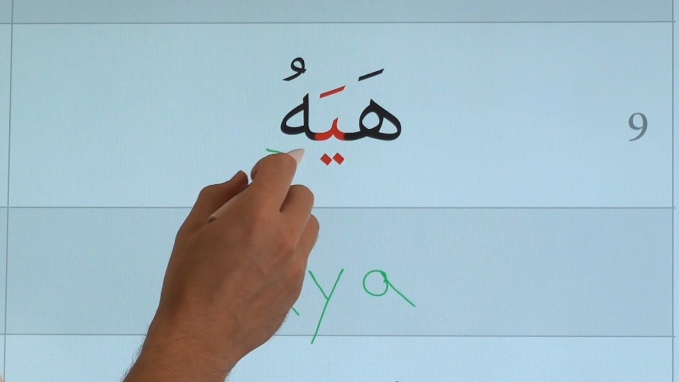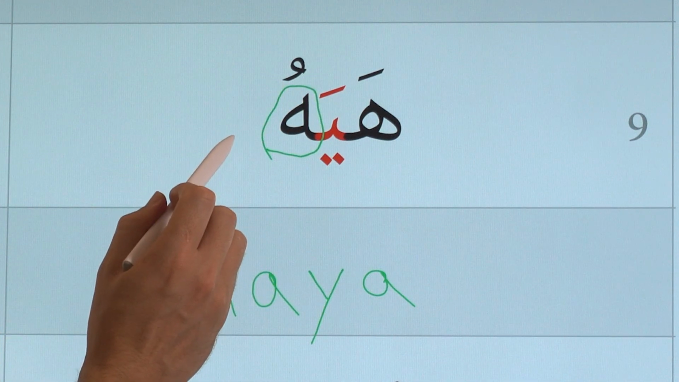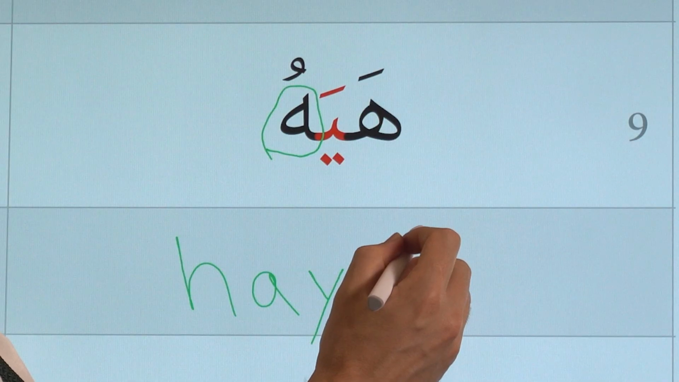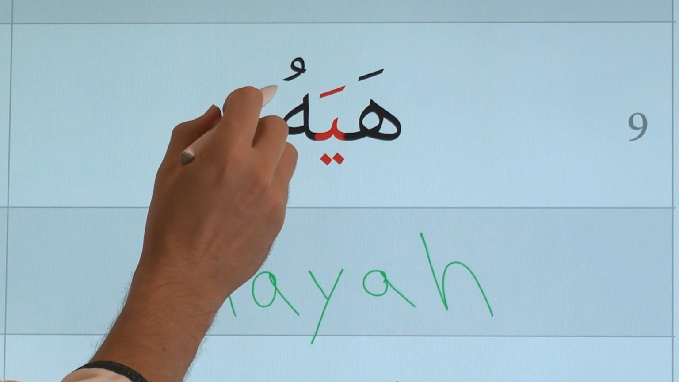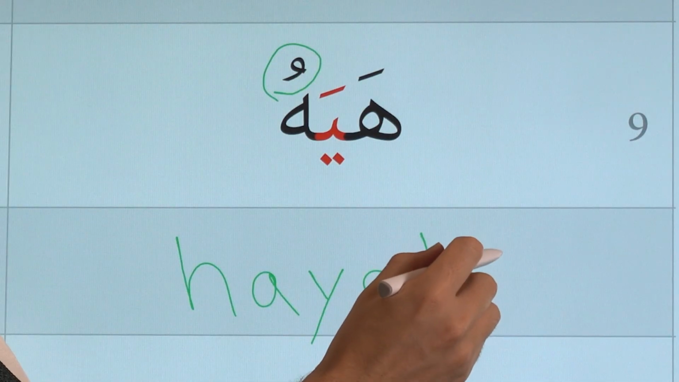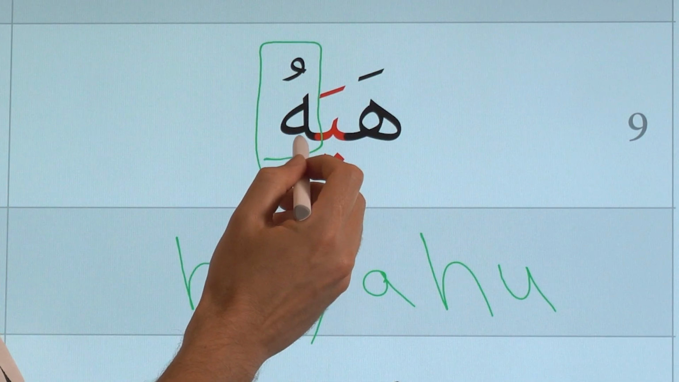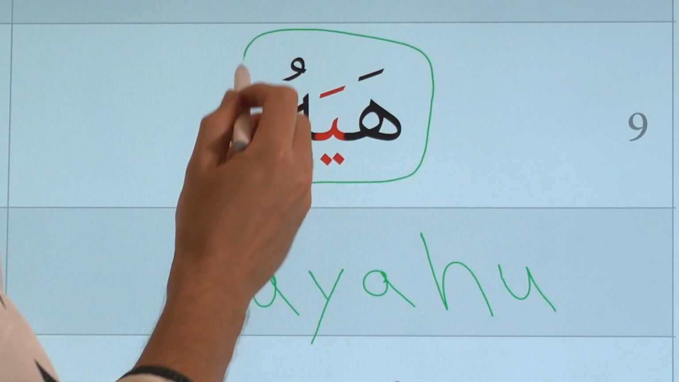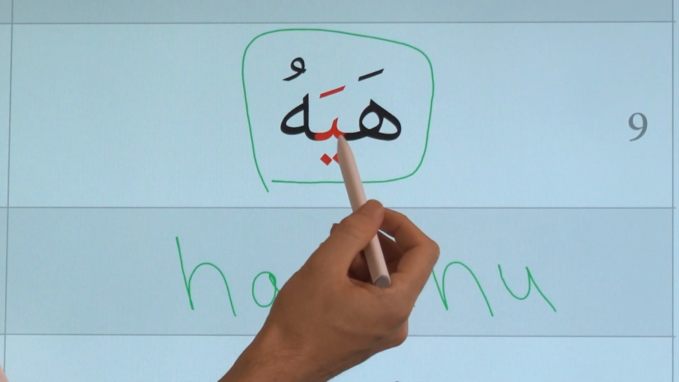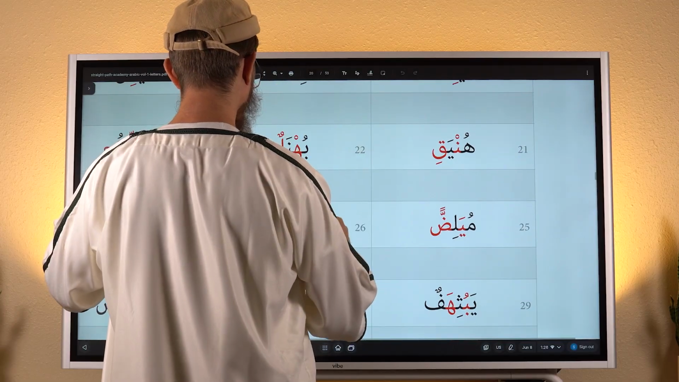Finally, at the end of a connection, we see a line coming up with a hole coming out to the left. That is the letter Ha, so we're going to write a lowercase h for the soft Ha. And above the letter Ha, we find a dhamma, so we're going to write a U for the dhamma. So the soft Ha and dhamma would be pronounced Hu. So if we pronounce this all together, it would be Ha, Ya, Hu. Let's try one more with more letters.